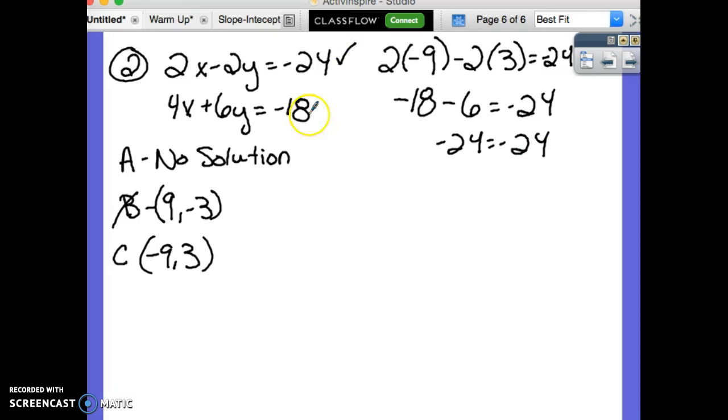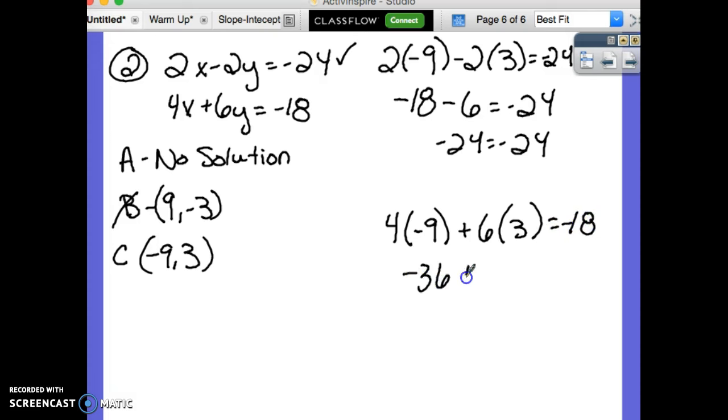So trying this one. So 4 times negative 9 is still my x, plus 6 times 3 equals negative 18. Negative 36 plus 18 equals negative 18.